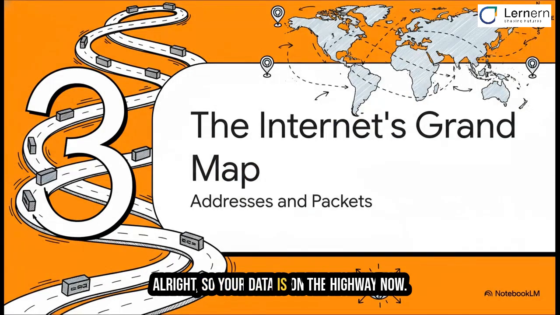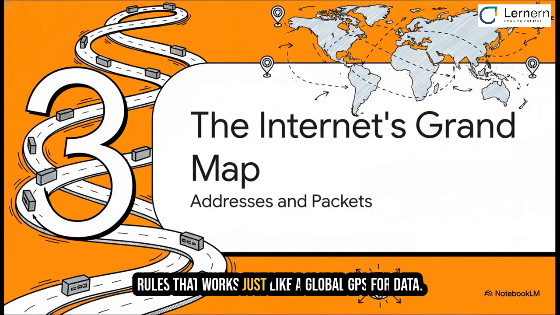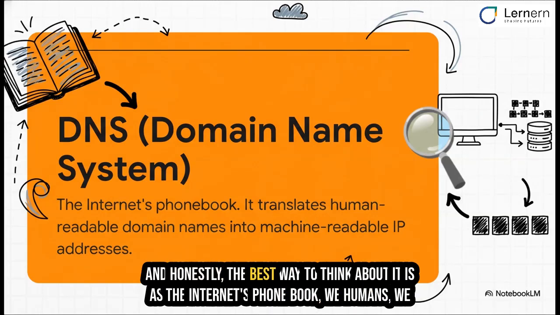All right, so your data is on the highway. Now what? How does it know where to go? I mean, the internet is unbelievably huge, but it has this brilliant system of addresses and routing rules that works just like a global GPS for data. This whole navigation system starts with something called DNS, the domain name system. And honestly, the best way to think about it is as the internet's phone book.